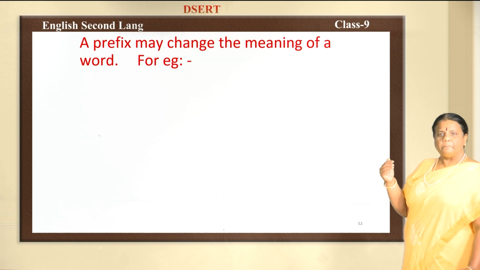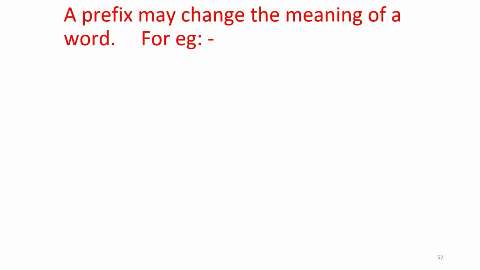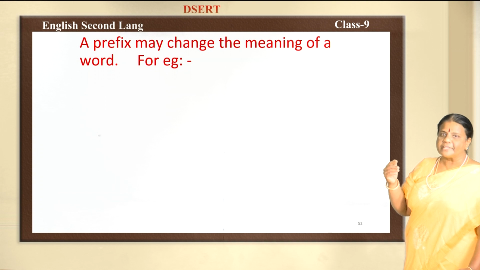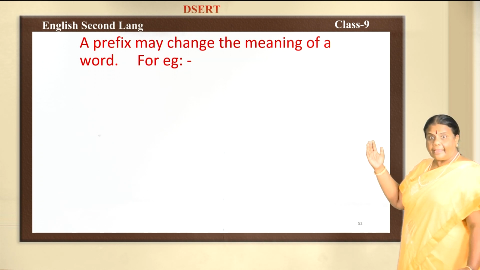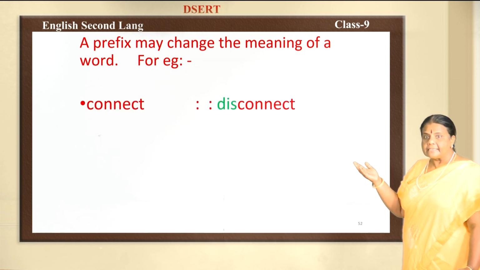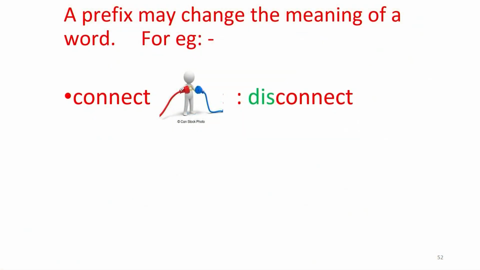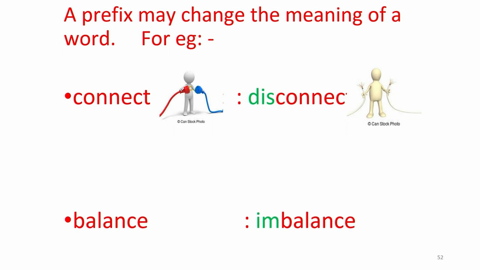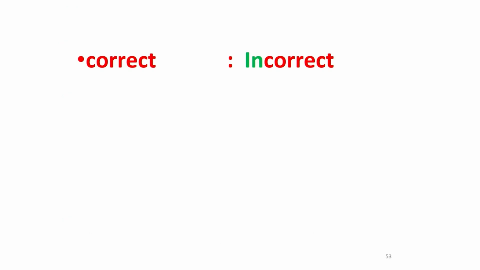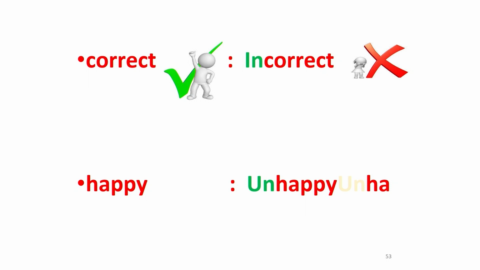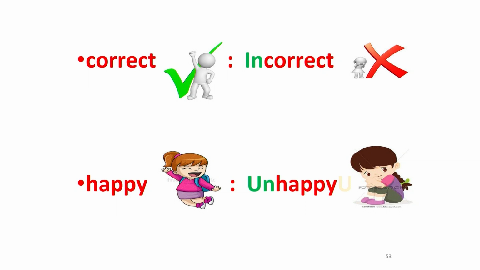A prefix may sometimes change the meaning of a word. What will the prefix do, children? Sometimes it changes the meaning of a word. For example, connect, disconnect. Then balance, imbalance. Correct, incorrect. Happy, unhappy. In the same manner, sometimes prefixes also help in forming antonyms.